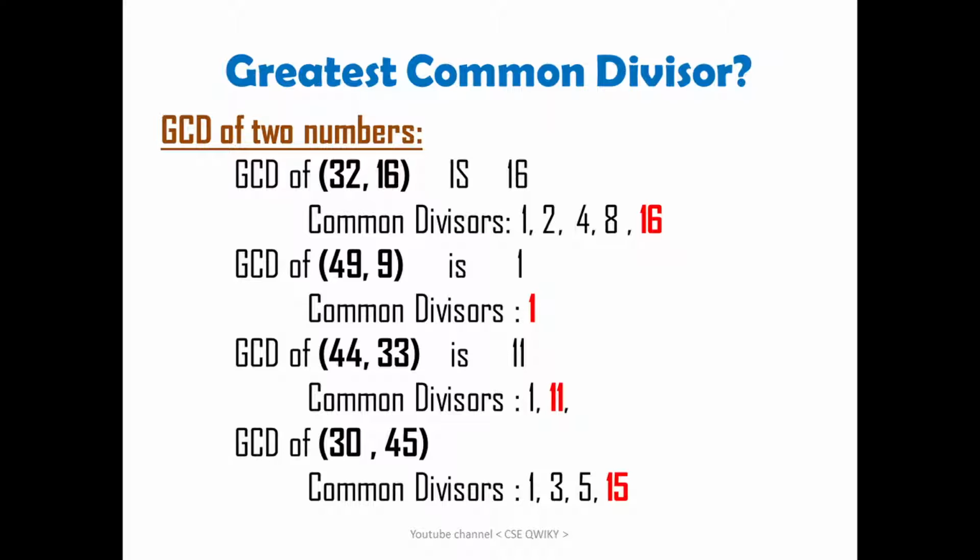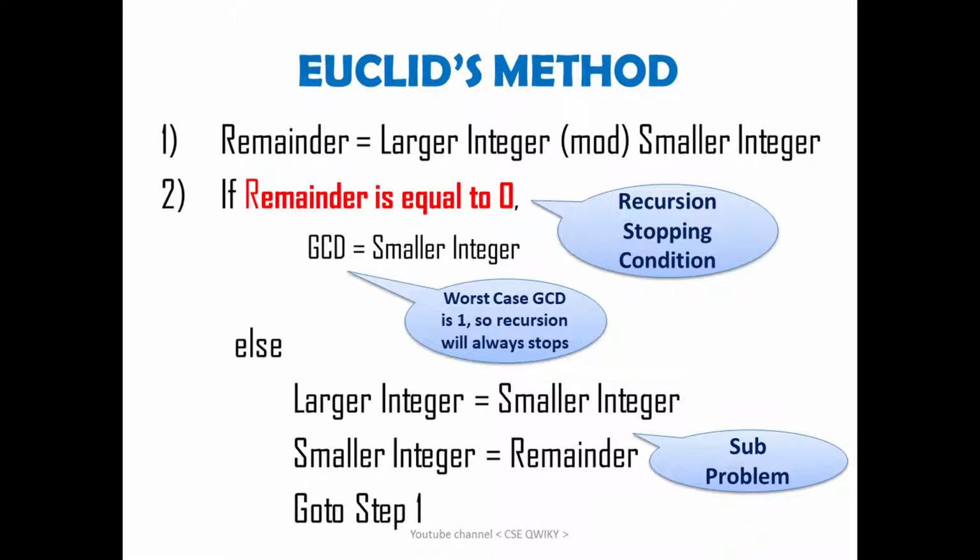We have usually done it in an iterative mechanism, but Euclid proposed a solution using a recursive logic. So how does that logic work? Once you are given two numbers, find the larger number of the two, then divide that number by the smaller number. Then you get a remainder.